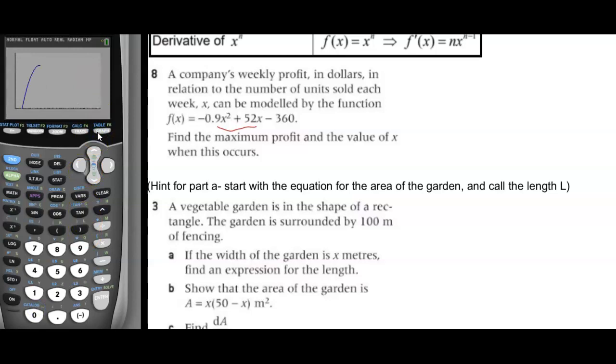I could do zoom fit also, but the problem with zoom fit is it'll show negative numbers again. Okay, find the maximum profit and the value of X when this occurs. There it is right there. How do we find that?